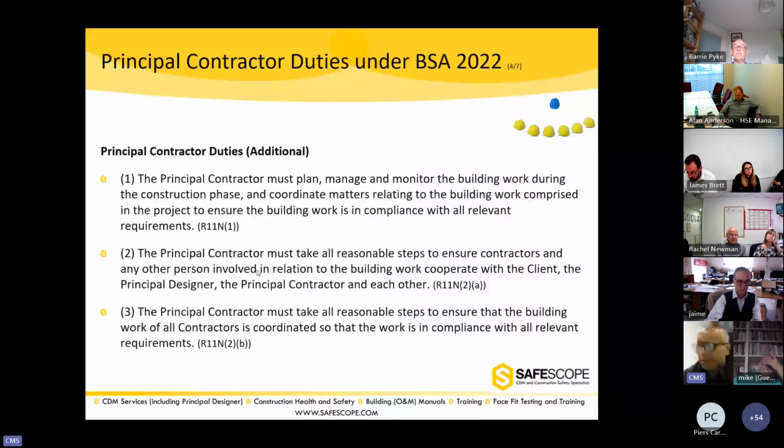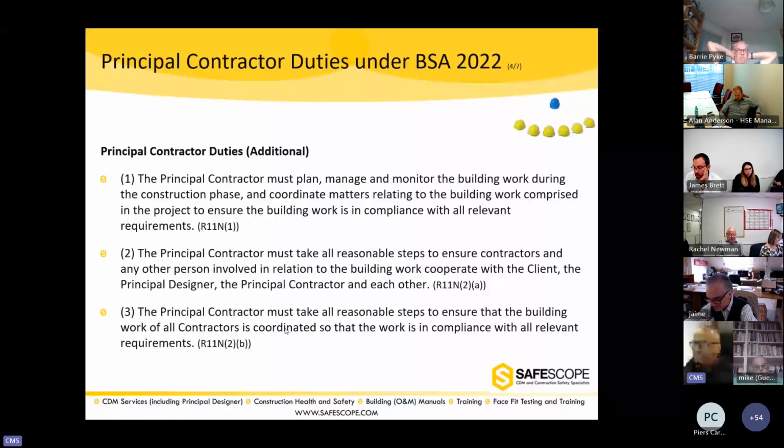Now, a principal contractor must plan and monitor the construction phase, coordinate in a matter relating to building work to ensure. Now, the requirement is the principal contractor also has a duty now, not only the designers, it's the principal contractor's duty to ensure the work is compliant to the building regulations. The principal contractor must take all reasonable steps to ensure the contractors and any other persons involved in relation to the building work are cooperating with other people. The principal contractor must ensure the building work of all contractors is coordinated to ensure compliance with the building regulations.